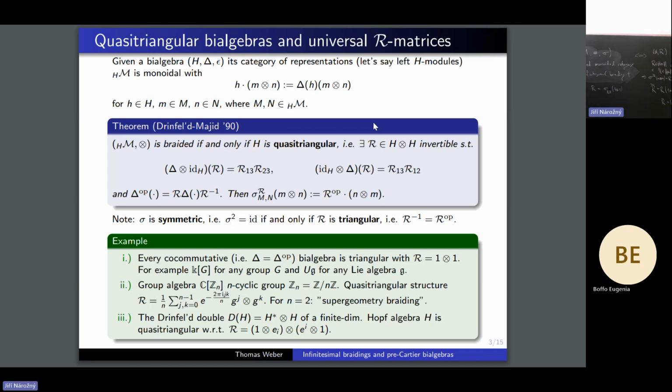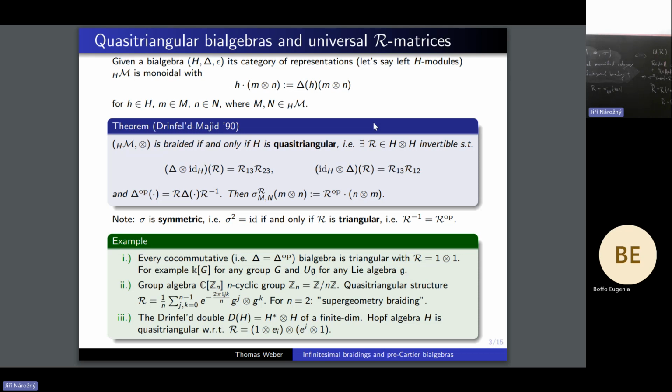Okay, one note that I want to make. If your braiding is actually a symmetry, so if it squares to 1, this happens exactly when R is not just quasi-triangular, but triangular. This is expressed like this: the inverse of R is simply the tensor flip of R. That's a special case.